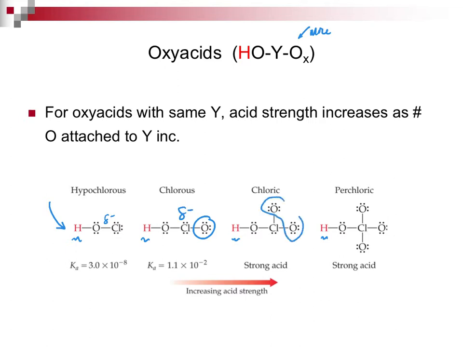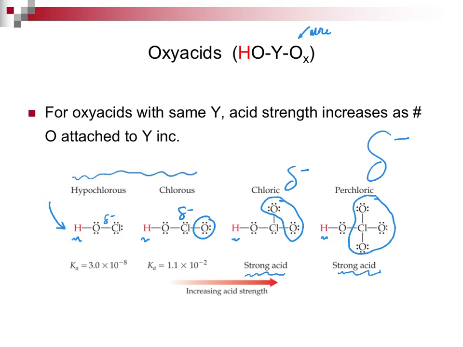Here we have 2 oxygens. There's even more polarization. Here we have 3 oxygens with the chloride. There's even more polarization. So when you were forced to memorize all the way back in 1210, we said the chloric and perchloric acids were the strong acids.